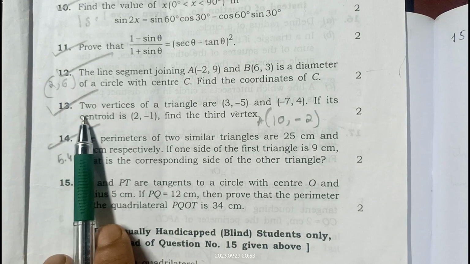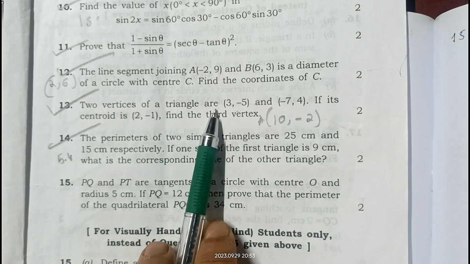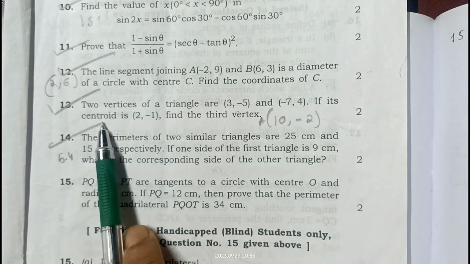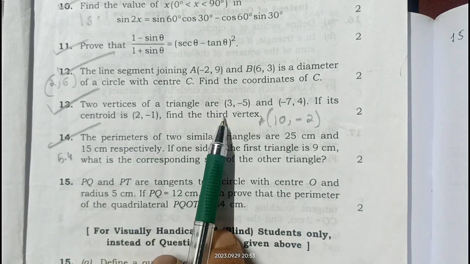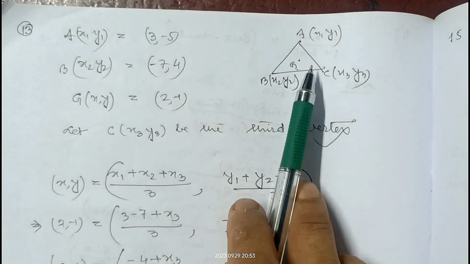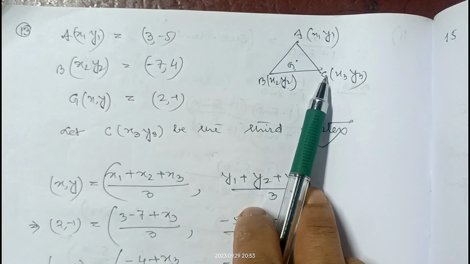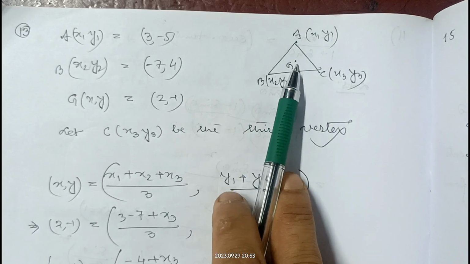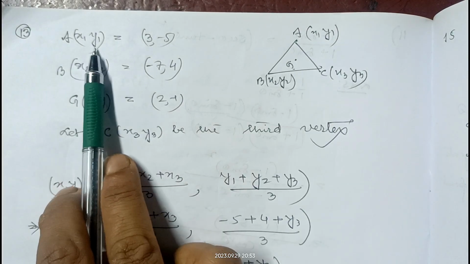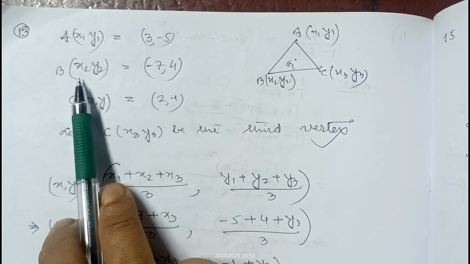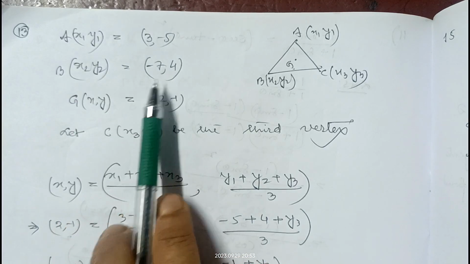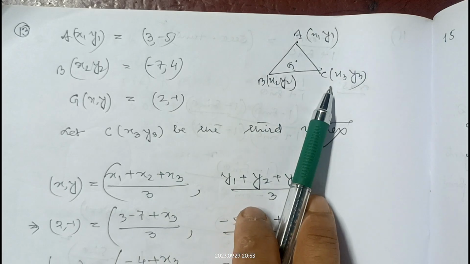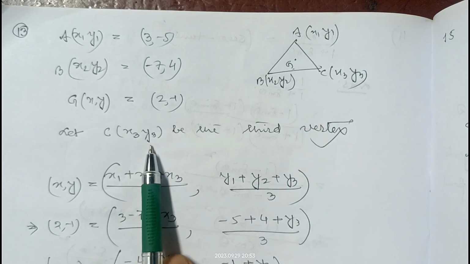In question number 13, it is given two vertices of a triangle are (3, -5) and (-7, 4). If its centroid is (2, -1), find the third vertex. So here out of 3 vertices of a triangle, 2 of them are given, the third one we have to find, and the coordinate of the centroid is also given. Here x1, y1 is (3, -5), x2, y2 is (-7, 4), and the centroid is (2, -1). We have to find the third vertex, that is x3, y3 is to be calculated.